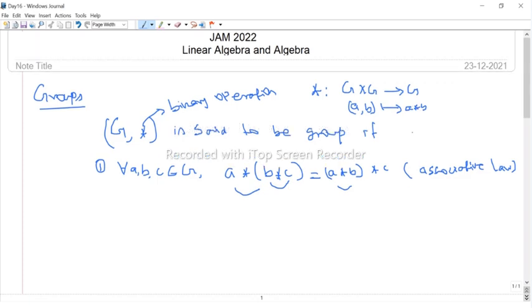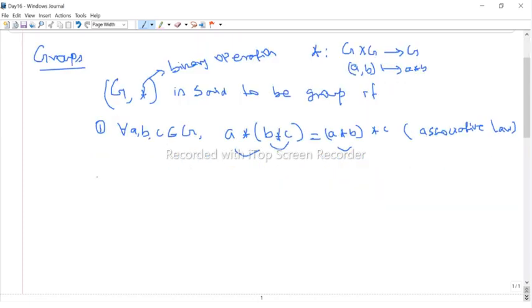Okay, now the first property is the associative property, and the second one is that an identity element exists. That is, there is an element E in G such that for any element A in G, A star E equals E star A equals A. So there is an element that satisfies this condition.